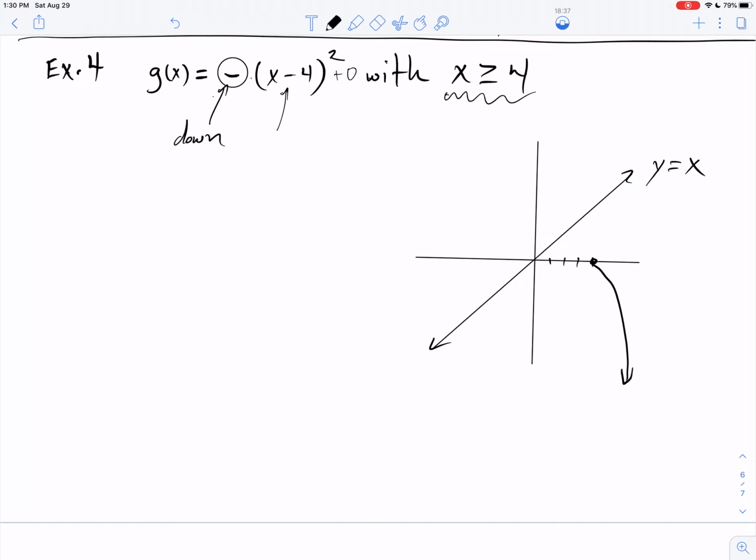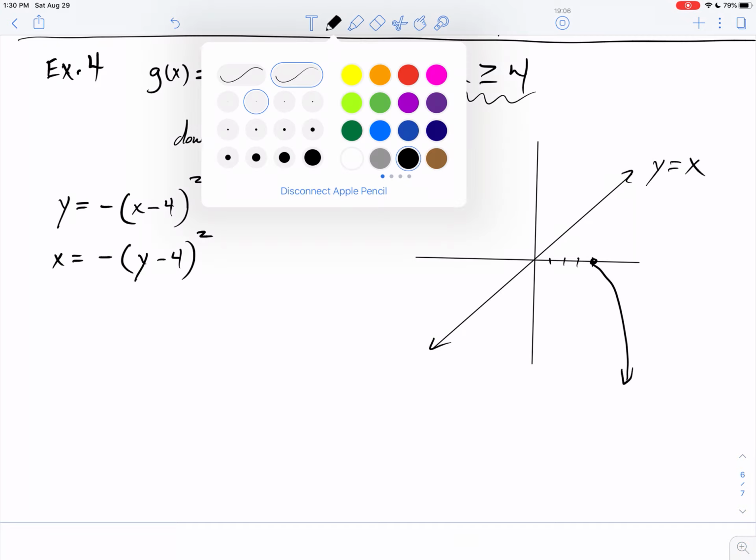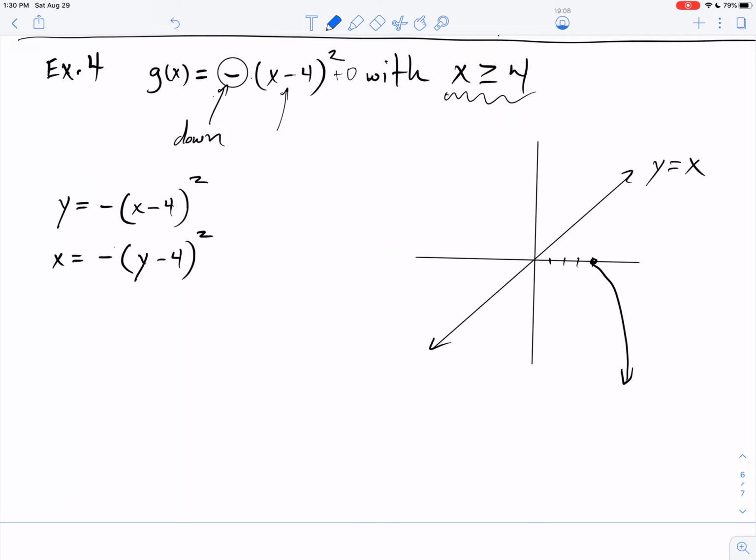Okay, so here we go. Let's find its inverse. We already know what part of the picture looks like, but we have to figure out what goes over here. We don't know what goes over here yet. So let's go find that. What is that thing called? It's called the inverse. So I'm going to switch x and y, but first I'm going to write it as y equals. So here we go. X equals negative y minus 4 squared. But I got to get this dude out of the way.